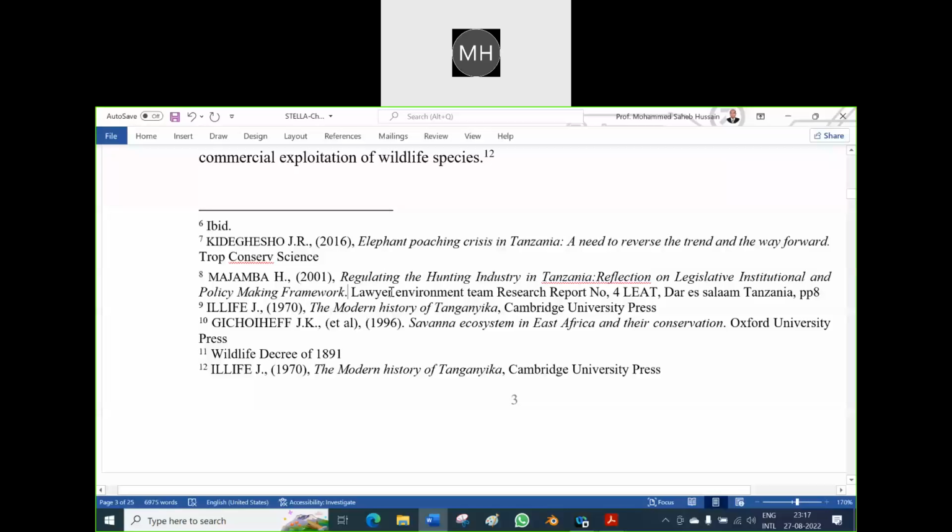Then full stop. And when you are writing it, it is a title, hence it should be in italics. But it's a report. You can write Law and Environmental Team research report. Then what is the mistake, Stella? Tell me here. Yes, Professor. What is the mistake you committed here? Law and Environmental Team research report.